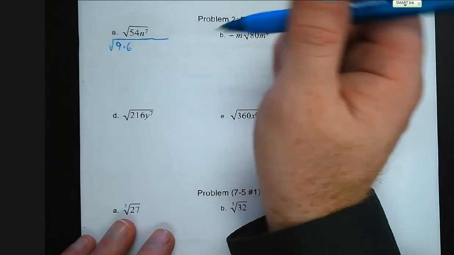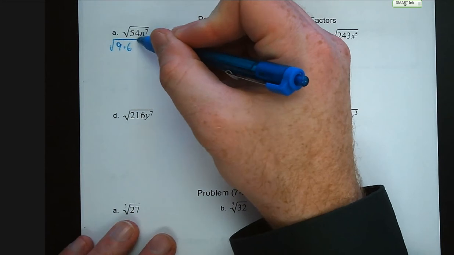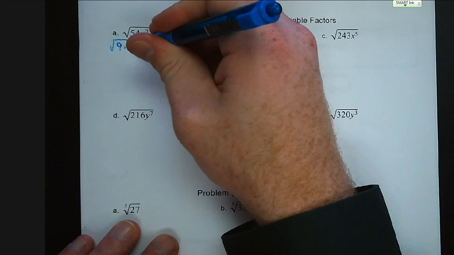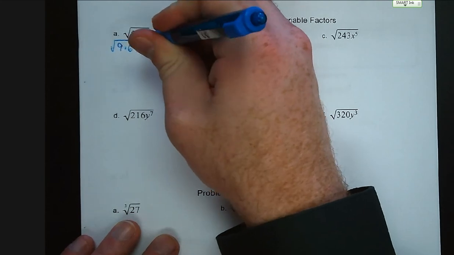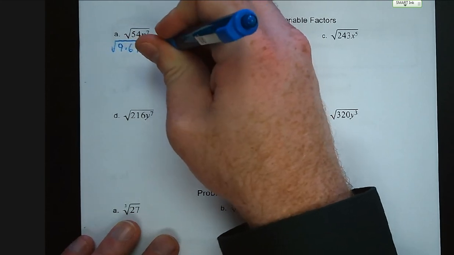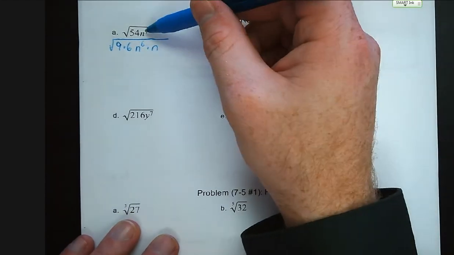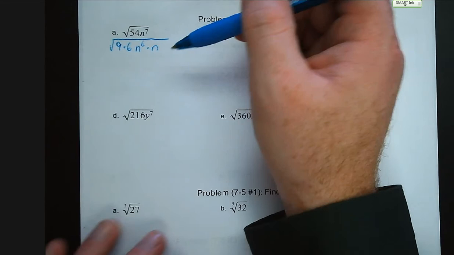Now, I always want to get my variable term so that it has an even exponent. So I'm going to subtract 1, and I'm going to say n to the 6th times n. Because n to the 6th times n would be n to the 7th. But now I have an even exponent that I can take a square root of.